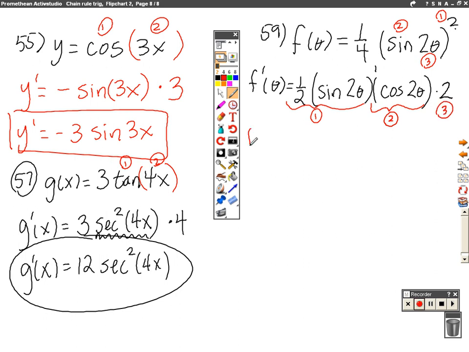So cleaning that up, all I'm going to do is take this 1/2 that is in the front multiplied by the 2 in the back. Half of 2 is 1. And so I get sine 2 theta cosine 2 theta.